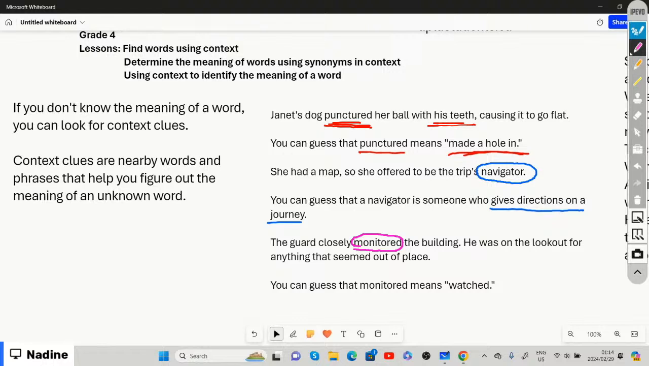So, which means that if somebody is monitoring a building, right, it means that they are watching, they are looking around. They need to see that anybody that comes in and out, that you belong there or you don't belong there, right? That is monitoring. It's like looking, it's like watching. Especially if they say he was on the lookout, right? He's been looking, he's been watching, which means that we can guess that the word monitored means to watch.